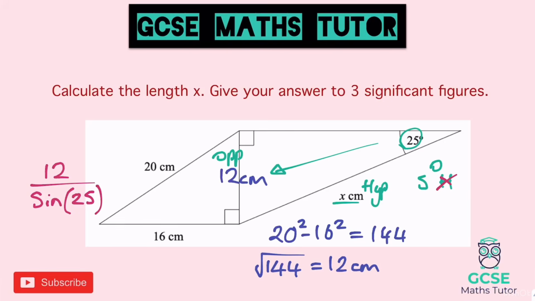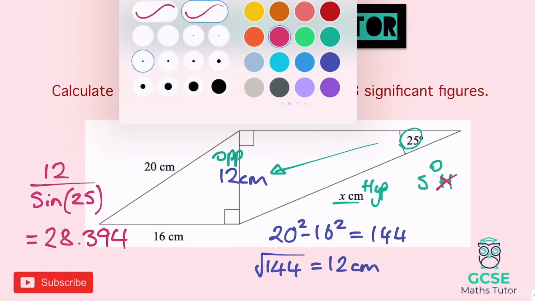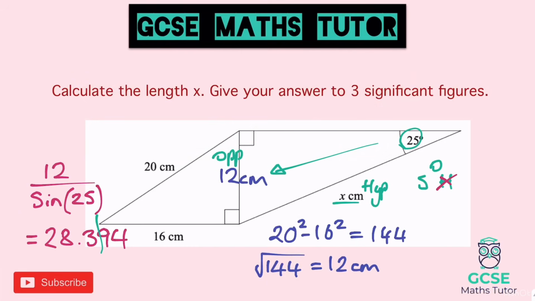28.394. Let's write that down. We get 28.394. It wants our answer to 3 significant figures, so that's after the 3. So our final answer here is 28.4 when it rounds up, and that is in centimetres again, so 28.4 centimetres.